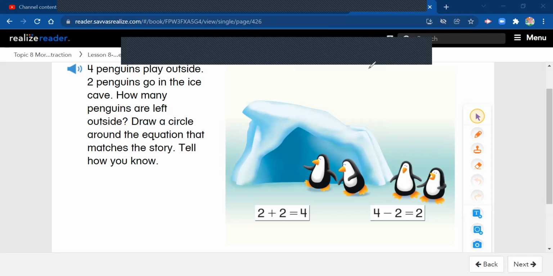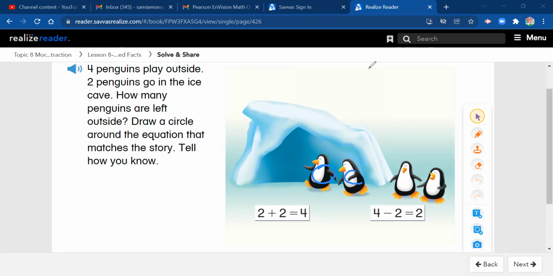Okay, so let's look at our penguins. We have 4 penguins outside. I'm going to use counters to put on my penguins here. Here's 1, 2, 3, 4. So we have 4 counters representing our 4 penguins. 2 penguins go in the ice cave. So if 2 penguins go in my ice cave, I'm going to put an X on them to show that they are going inside the ice cave. And 2 penguins stay outside.